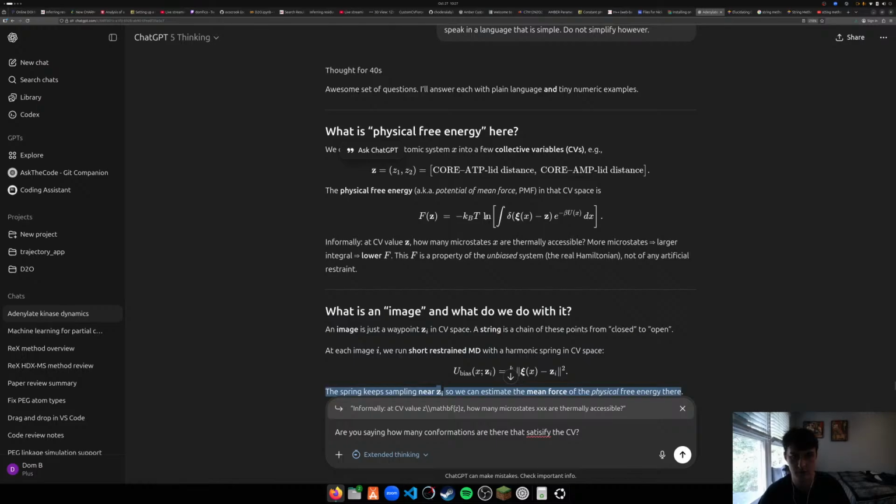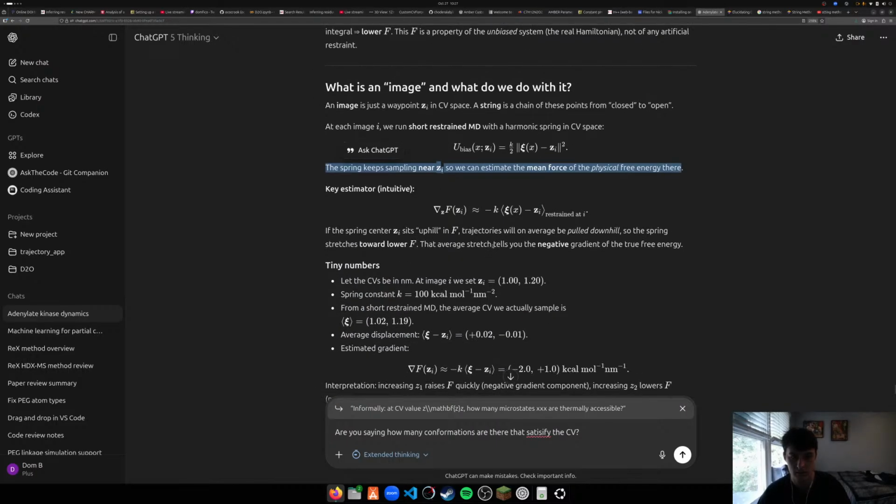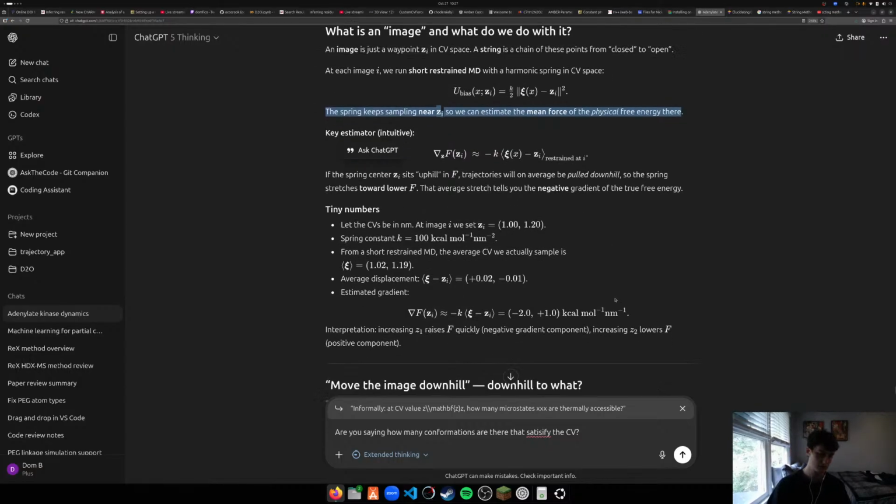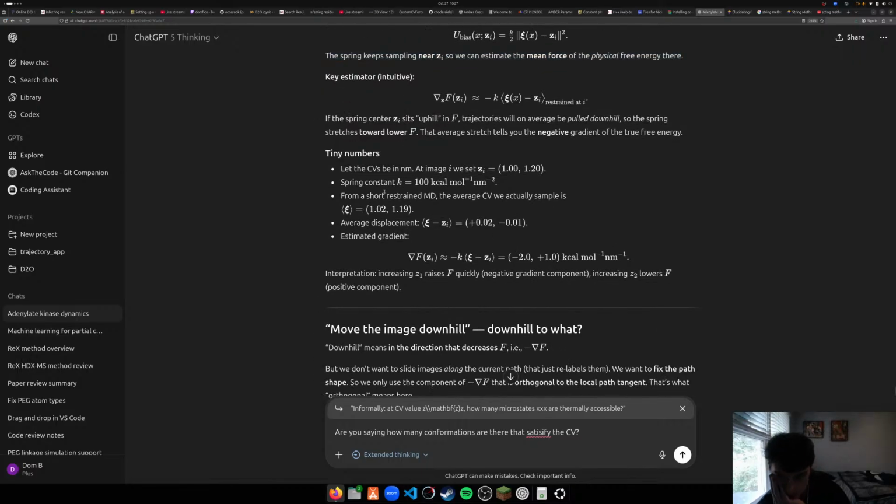So at each image we do this. And then if the spring center Z sits uphill, trajectories on average will be pulled downhill, so the spring stretches toward it. That average stretch tells you the negative gradient. Oh boy.